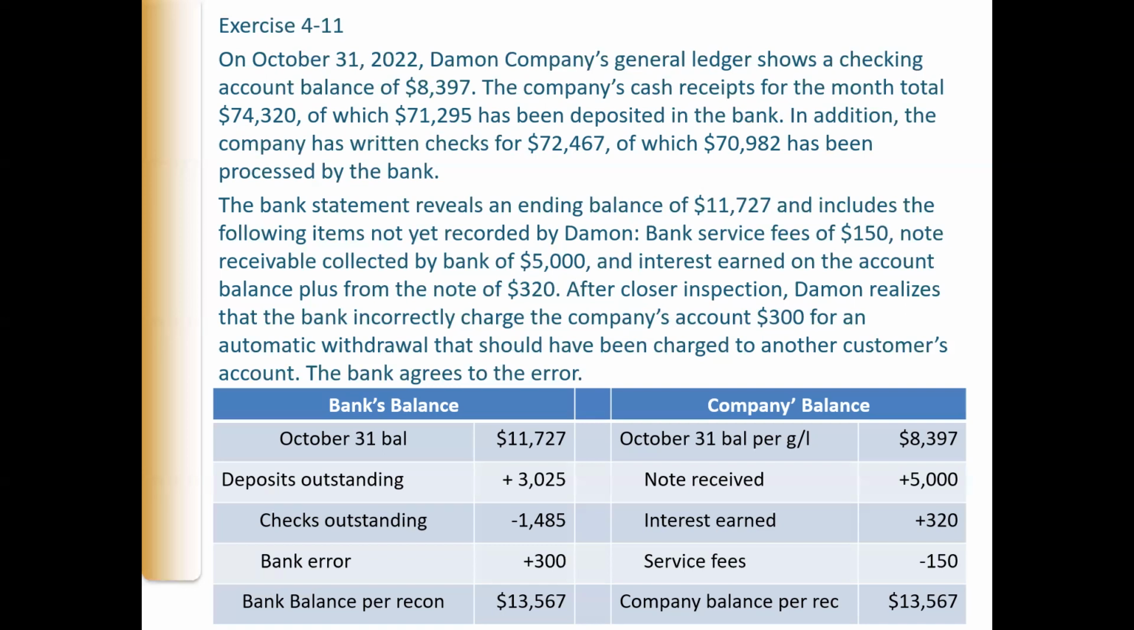The company, we start with the balance. We add things that the bank shows that the company has not yet shown. The bank received a note from a customer for $5,000. The bank also received the interest from that note of $320. And then there were service fees the bank charged us of $150. We'll add the note on the company side. We'll add the interest. And we'll subtract the service fee. Do you see that we balance at the end?